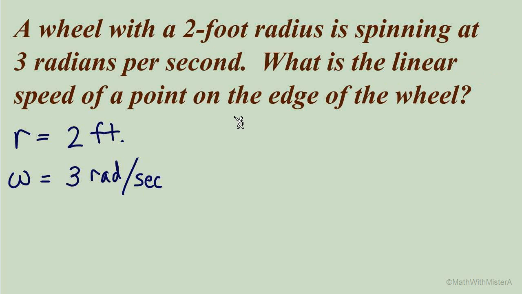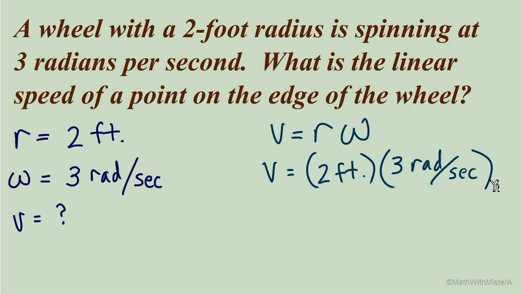We've got r, we've got omega. We're after linear speed v. Do we have a formula that uses r and omega and v? If so, we can use that to find v. And great, we have one. v equals r omega. We're multiplying 2 feet by 3 radians per second. A case where the radians units are taken over by the feet, so it's 6 feet per second once we multiply the 2 times the 3.